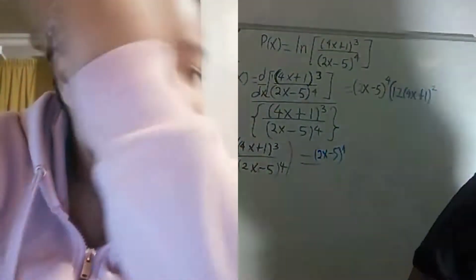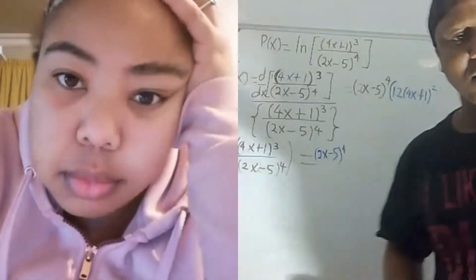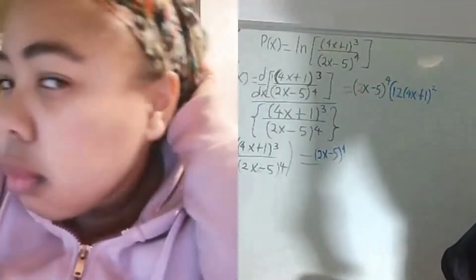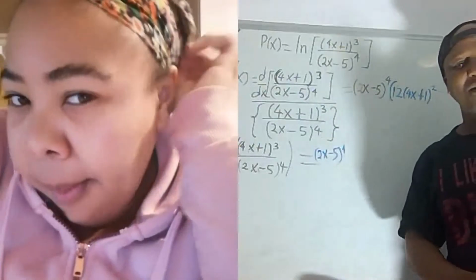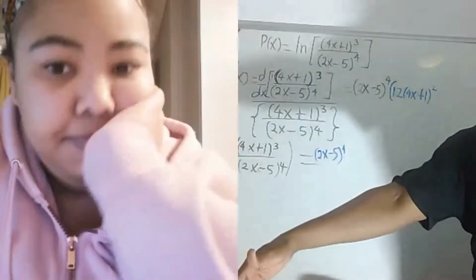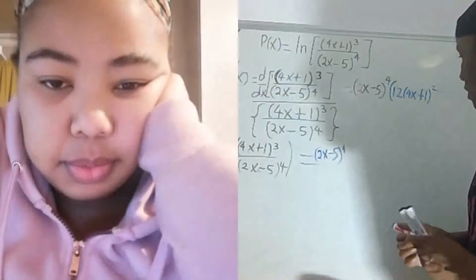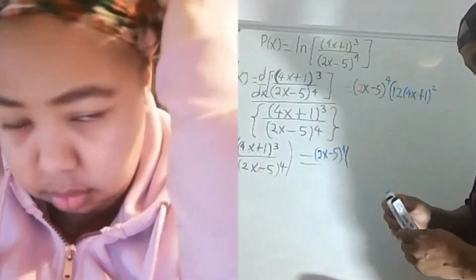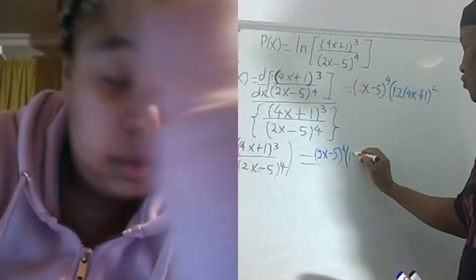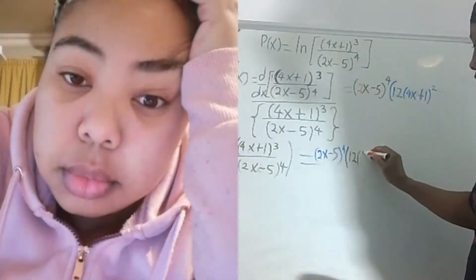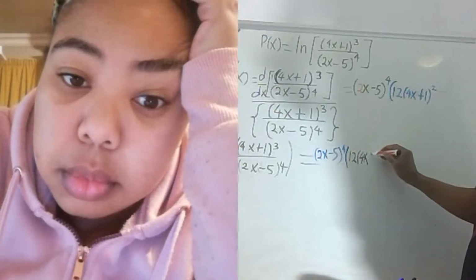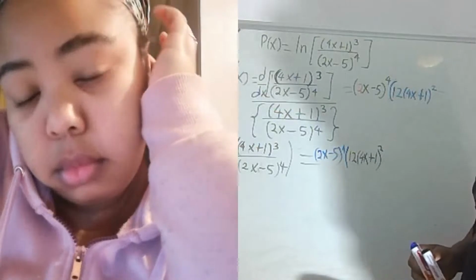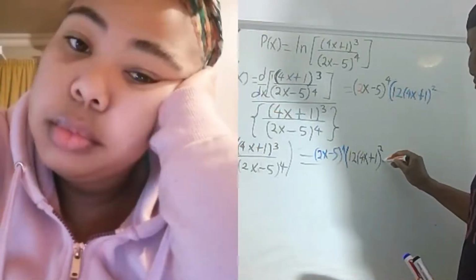Oh, so I kind of blocked the light, my fellows. It's hard. If it's blocking, I can move to the other side. No, it's okay. Okay. So when you differentiate that, you get what? 12. 12, bracket 4x plus 1 squared. And then we have minus.